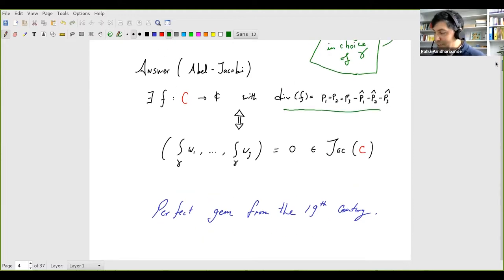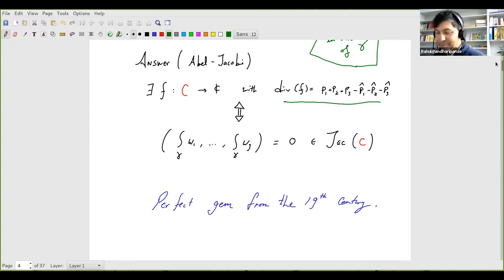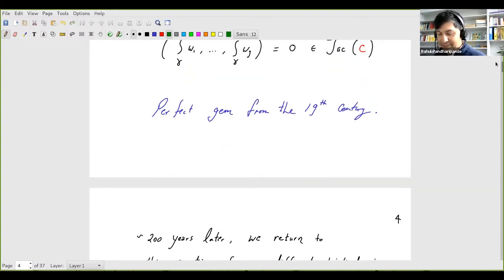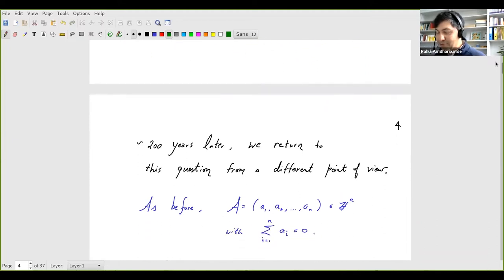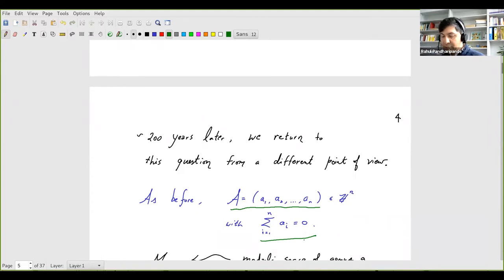All right, so that was the introduction, the classical introduction. So now we come 200 years later, and we return to this question from a different point of view. In some sense, this is the beginning of the talk, but as before, we start with this zero and pole data. So it's a_1 to a_n, a sequence of integers, and we have the sum condition because we're going to, in the end, ask about functions, and we know the zero and pole orders add up to zero.